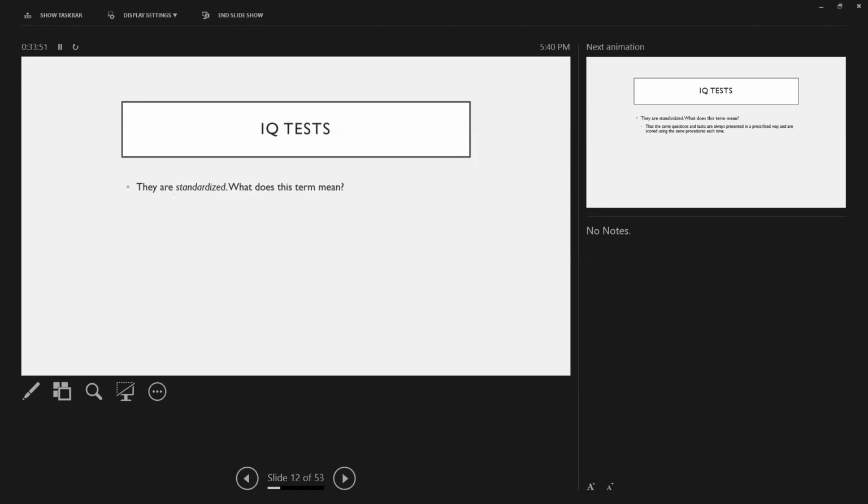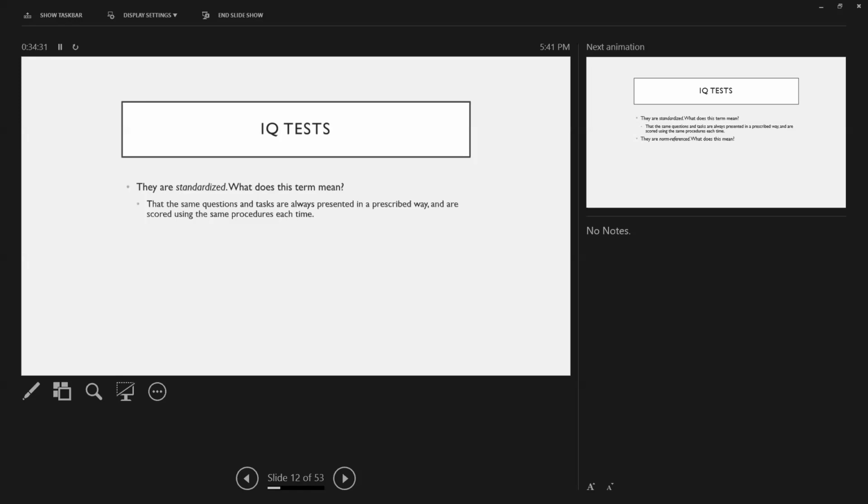Another important aspect of an IQ test is that it is standardized. Does anyone know what that means? A standardized test? Same, like everyone takes the same one. Right. Everyone takes the same test, which has the same questions on it. The test is always presented in the same way, and it is always scored using the same procedure every single time, right? And so that is supposed to give strength to the test.